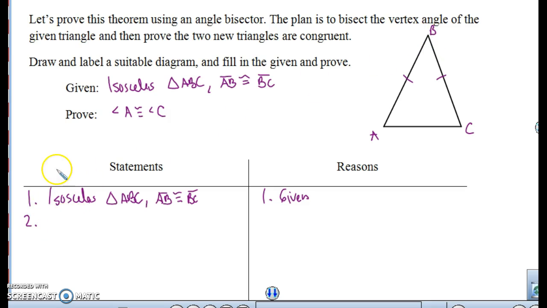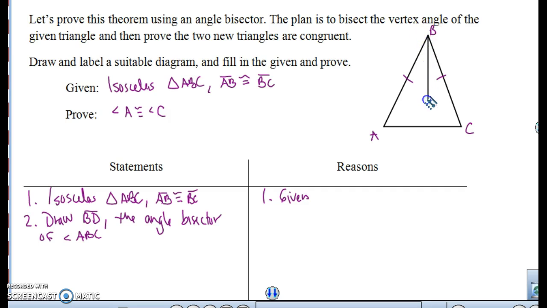So here's what I'm going to do. I'm going to draw, I'm going to call it BD, the angle bisector of angle ABC. I'm going to draw that starting at B, and I'm going to draw it down like this on AC so it meets point D.